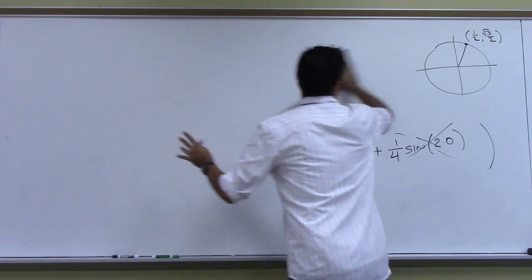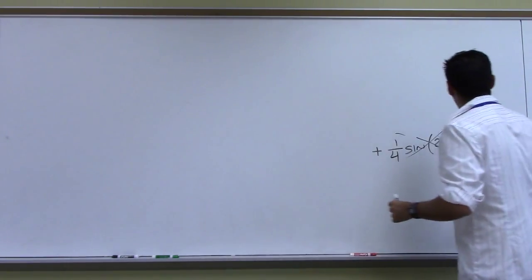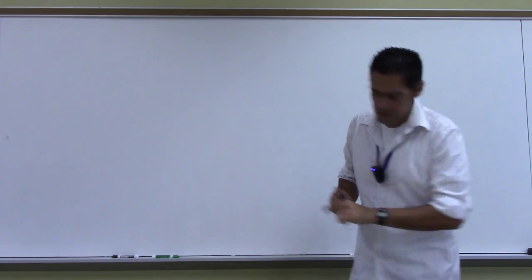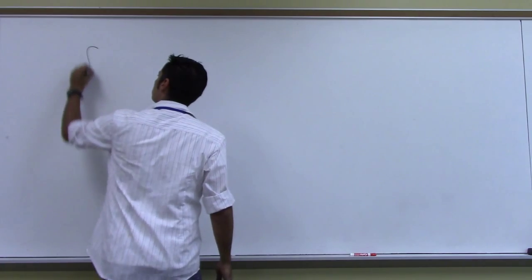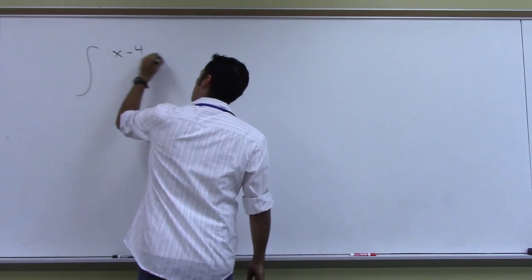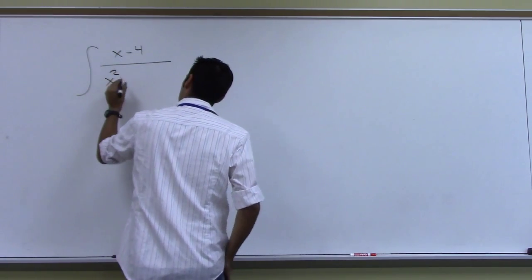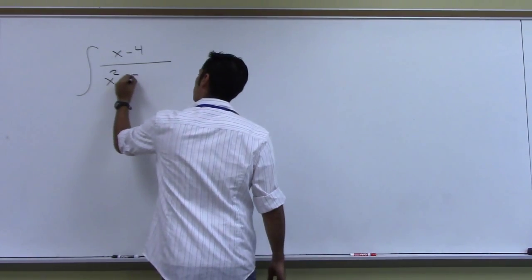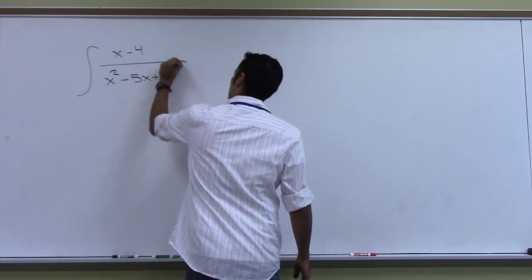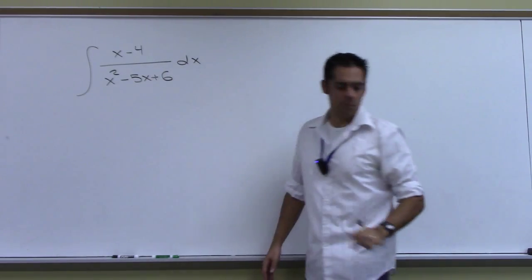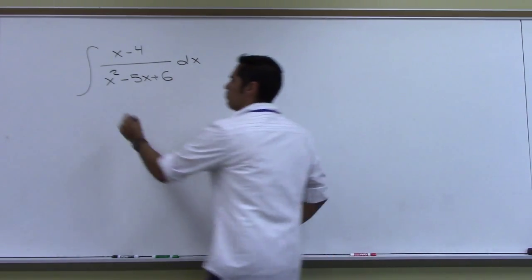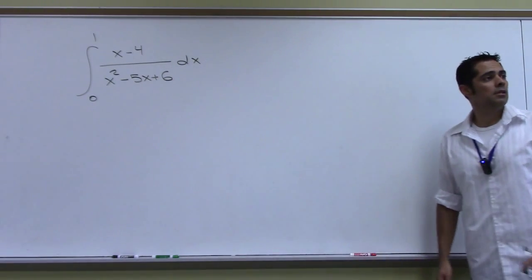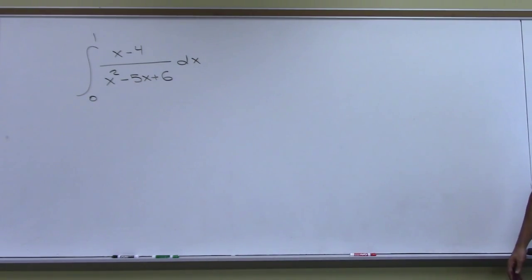I said we're going to do one more and move on, but I'd like to take the problem we did for the quiz. The problem we did for the quiz was the integral of x minus 4 over x squared, what was it, minus 5x plus 6? That was the quiz problem, right? And I'd like to just add one thing to it. I'd like to make it a definite integral. Does anyone remember what the answer was?